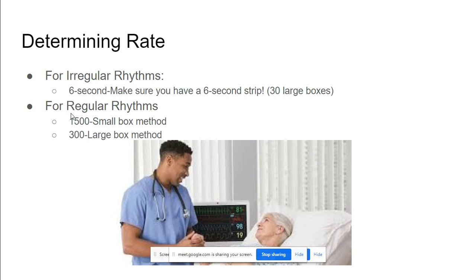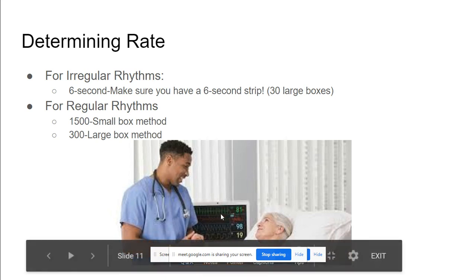If you have regular rhythms, you can use the 1500 or the 300 method because if you have a regular rhythm, you should see the same amount of boxes between each complex, and that doesn't change much. So you could use this method, but it is kind of hard to use these 2 methods on an irregular rhythm because between each QRS, you're going to have a different number of smaller, large boxes. So that's why for irregular rhythms, this can be better, but you can use either one. And again, you're just kind of guesstimating.